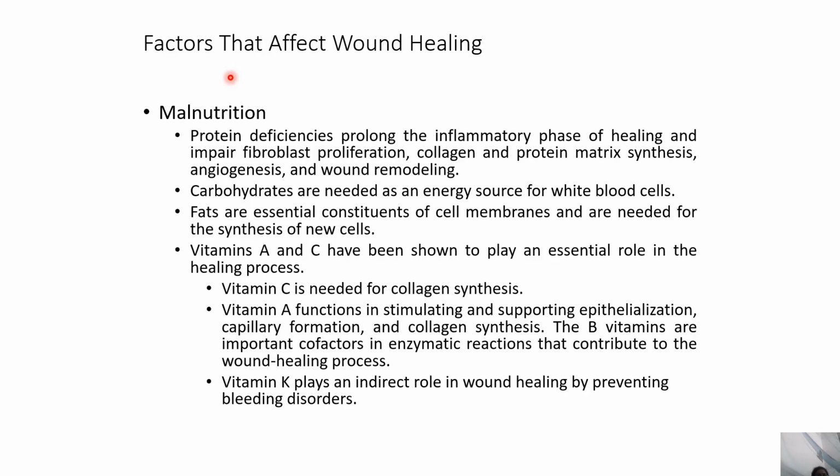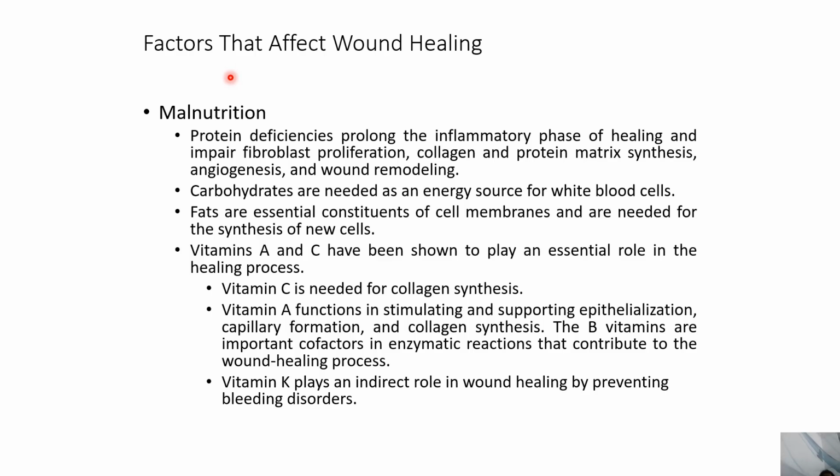Okay. So these are the factors that can affect wound healing. Very briefly, we'll go through it. Malnutrition and protein deficiencies affect the inflammatory phase of healing and cause impaired fibroblast proliferation. Definitely, collagen and protein matrix synthesis will occur slowly. Then we have angiogenesis and wound remodeling. Carbohydrates are needed as an energy source for WBCs. Fats are essential constituents of cell membranes and are needed for the synthesis of new cells.